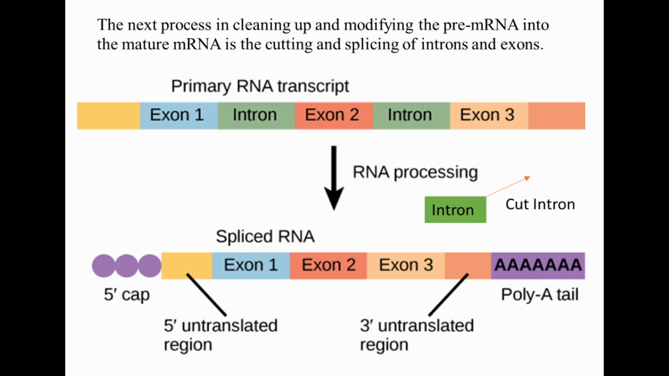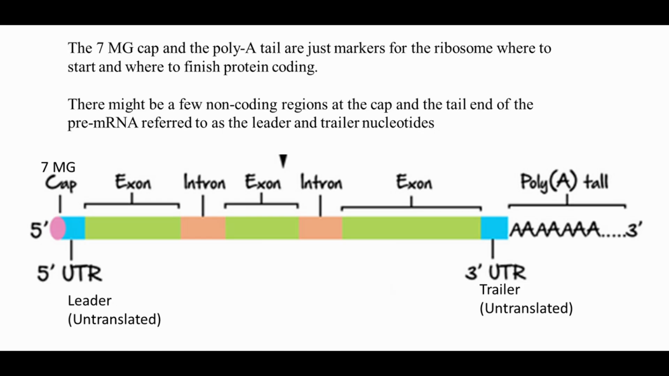The next process in cleaning up and modifying the pre-mRNA into the mature mRNA is the cutting and splicing of introns and exons. Not all the transcribed pre-mRNAs code for amino acids. The 7-mg cap and the poly-A tail are just markers for the ribosome where to start and where to finish protein coding. There might be a few non-coding regions at the cap and the tail end of the pre-mRNA referred to as the leader and trailer nucleotides.